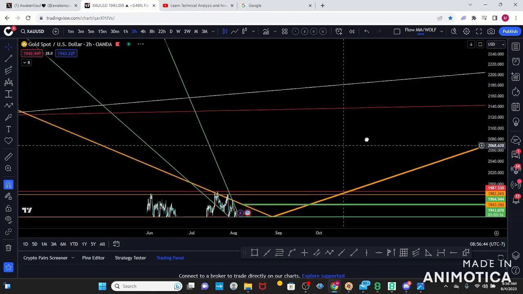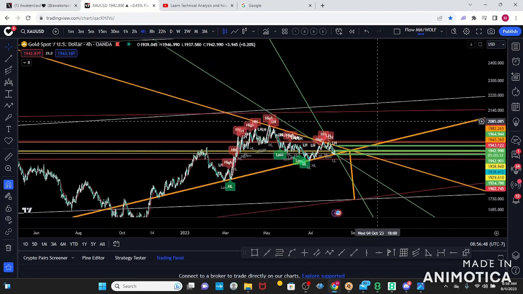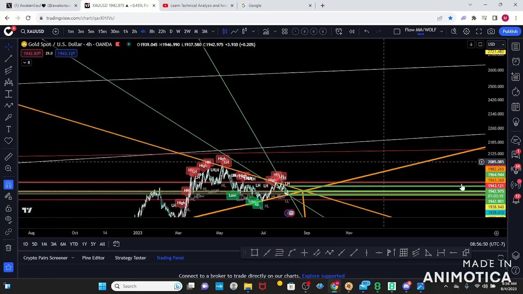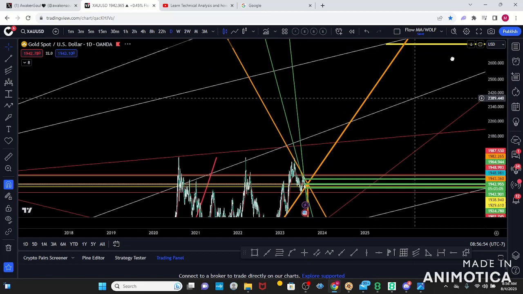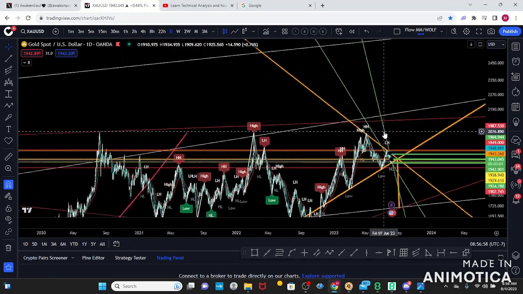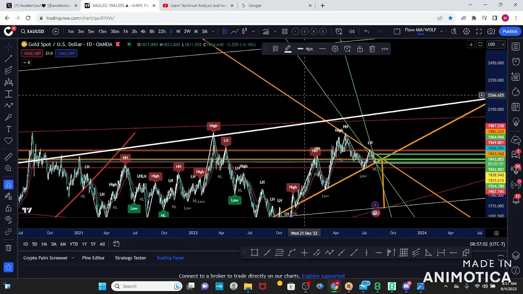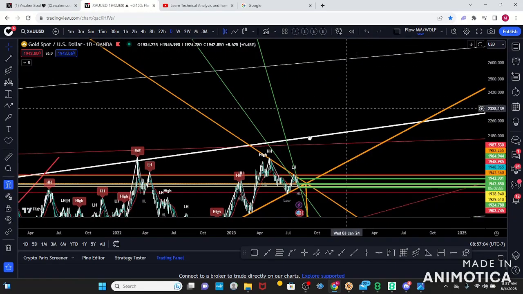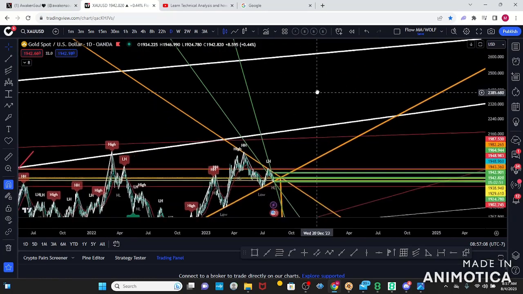And when I mean flying, I mean we could see gold going all the way. Where are my previous targets? So my first target would be this white trend line, resistance trend line. And I hope I'm not losing you, but everything happens level to level, right? This is my next trend line.